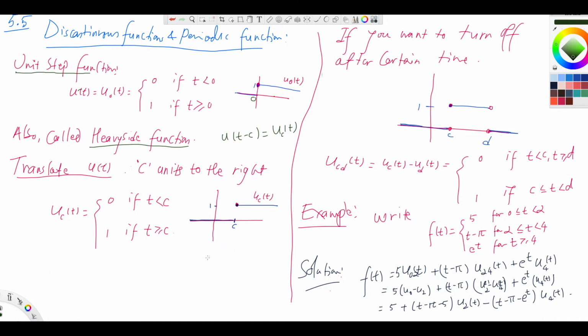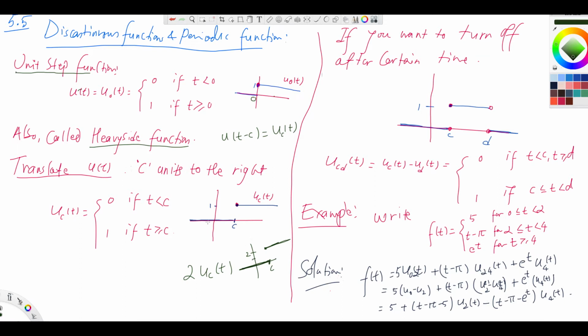Sometimes you may want a height bigger than 1. For example, if you want to make this height 2, then you can write 2 times u_c(t). That will give you a height of 2. So it will look like this, where this is c: 0 on the left, and then 2 on the right. So you can do it that way.